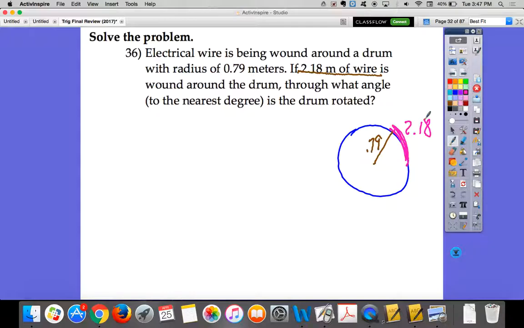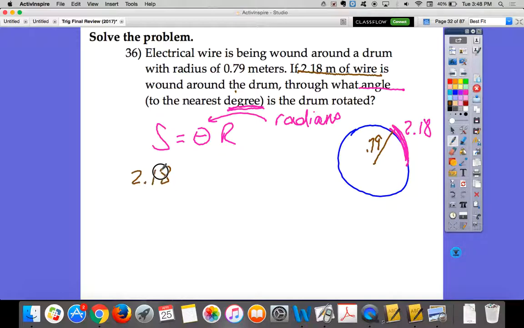It wants to know what angle to the nearest degree is it rotated through. So remember our lovely little formula is S = rθ, and this angle right here must be in radians. So when we work our problem out, we're going to get radians, and we're going to need to convert it back to degrees to have our true answer. So we actually have the arc length. The arc length is the length of the wire.